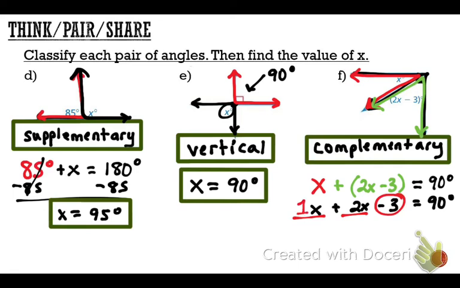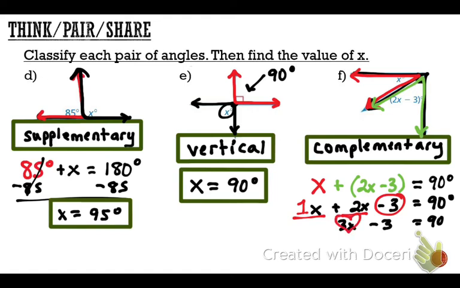Now I want you and your partner to work together to figure out what the value of x is going to be. All right, the first thing you need to do is combine the like terms. Guys, what is 1x plus 2x? 3x. So now I know I'm left with 3x minus 3 equals 90. Remember, you want to keep the x with that number it's attached to.